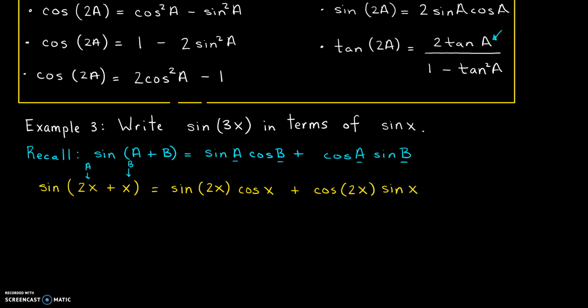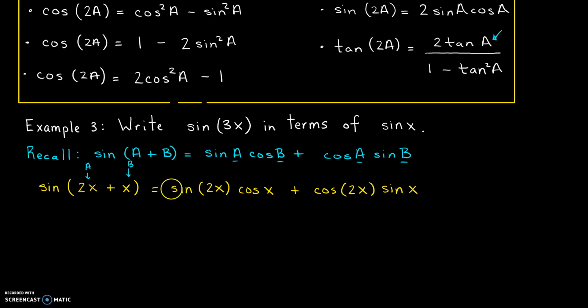We're trying to again simplify this 3x and get down to a single expression involving just sine x. So now I'm going to look for my double angle formulas. I notice that I see a double angle right here, 2x. I know that sine of 2a is 2 sine a cosine a, so sine of 2x should be 2 sine x cosine x. That's what I'm going to do.